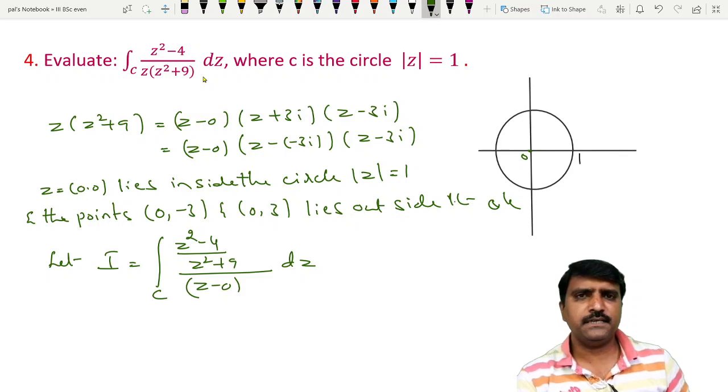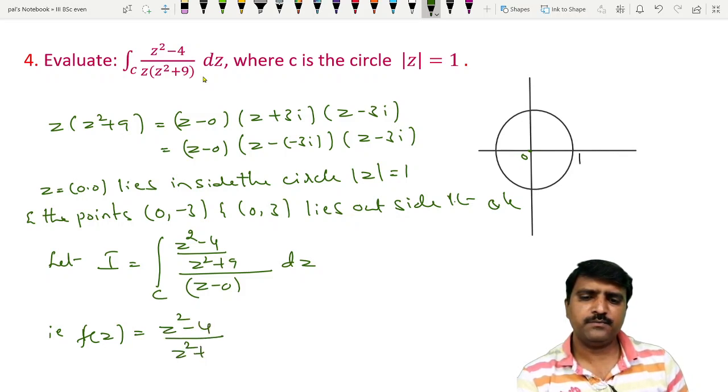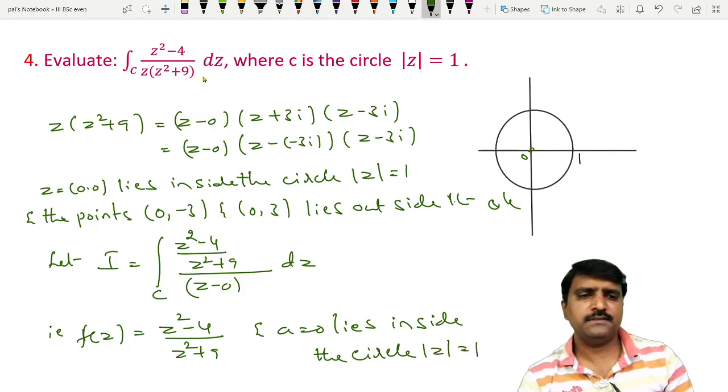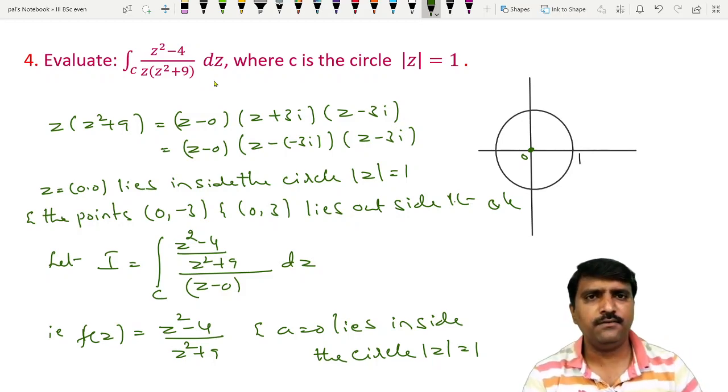So here f of z is, you take this whole function as f of z. f of z is z square minus 4 divided by z square plus 9, and a is the point 0. And a is equal to 0 lies inside the circle mod z is equal to 1. So this is an interior point. Now you can easily use the Cauchy's integral formula.